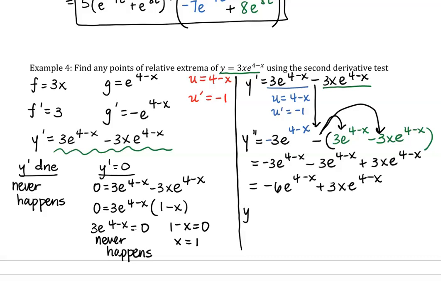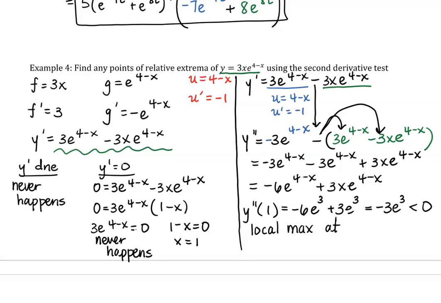And now I'm going to see what y double prime of 1 is. So this is negative 6e to the 3 plus 3e to the 3. Now this is equal to negative 3e to the 3, which is less than 0. And so because that is less than 0, that tells us we have a local maximum at x is equal to 1. Oh, I'll leave some space there. A local max of something. And we know that it is at our critical value of x is equal to 1.